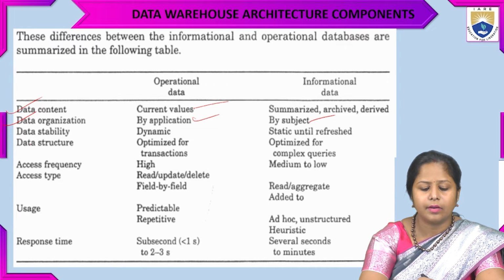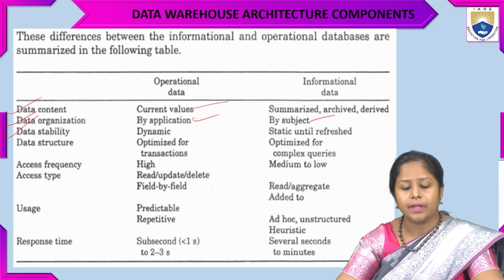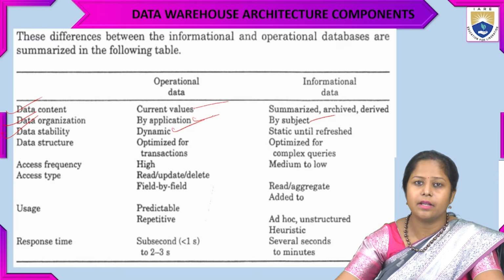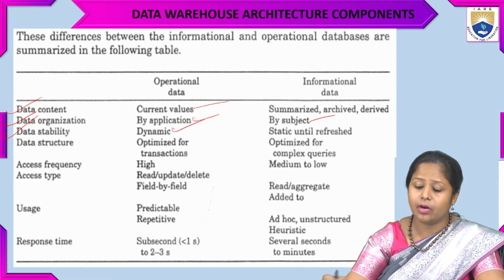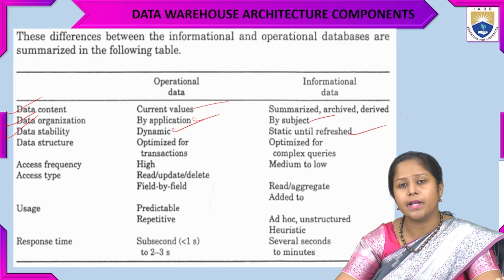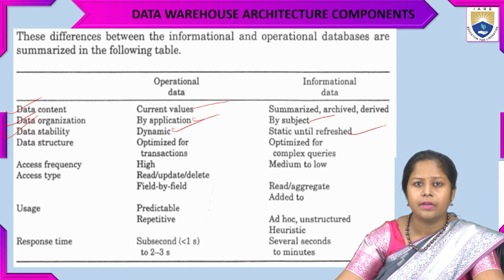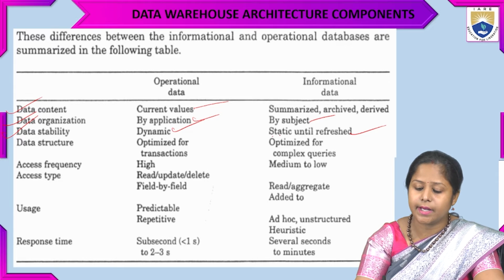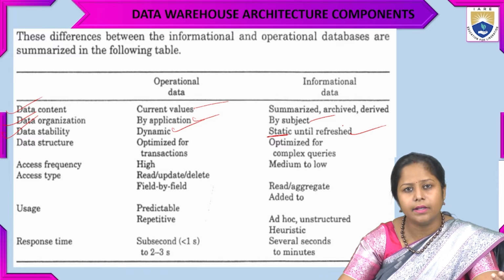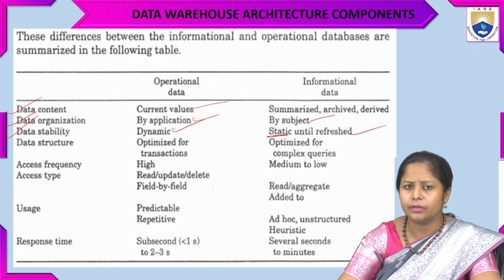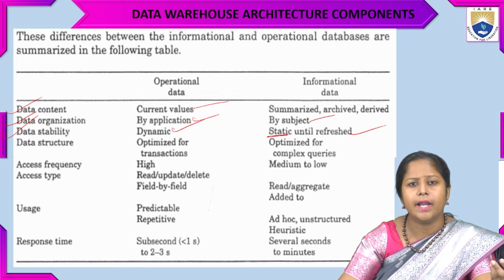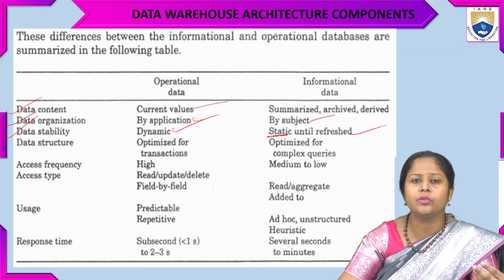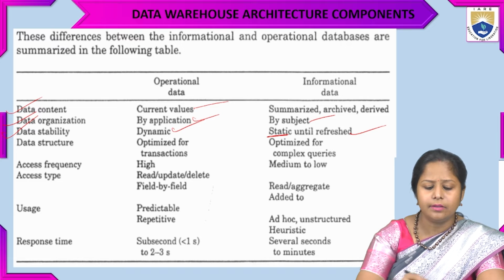On the basis of data stability, the operational data will be dynamic. The informational data will be static, but only until it is refreshed. It will be the same until the user refreshes that data, adds some data, or manipulates some data.